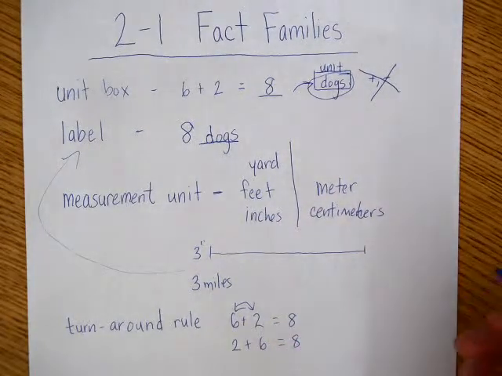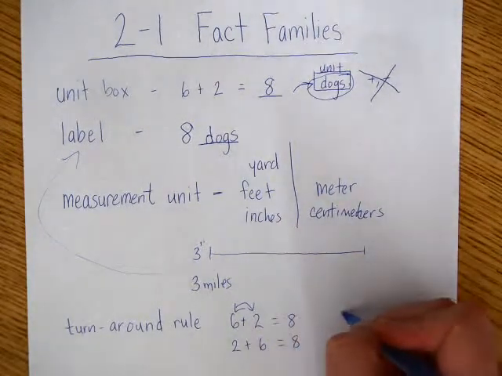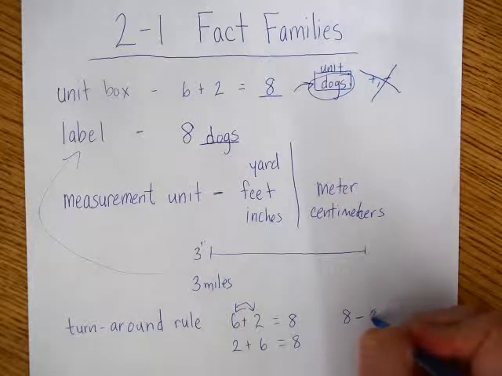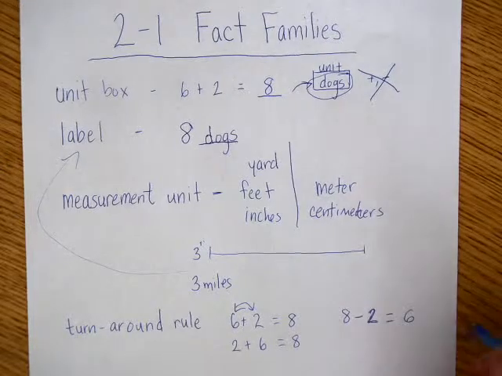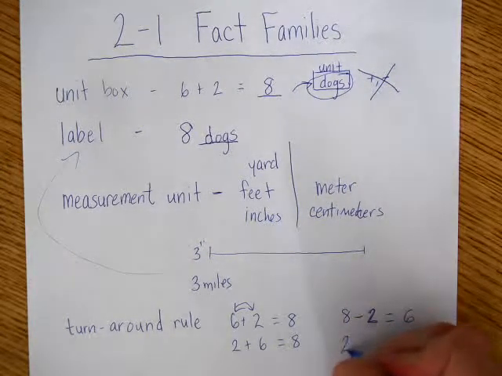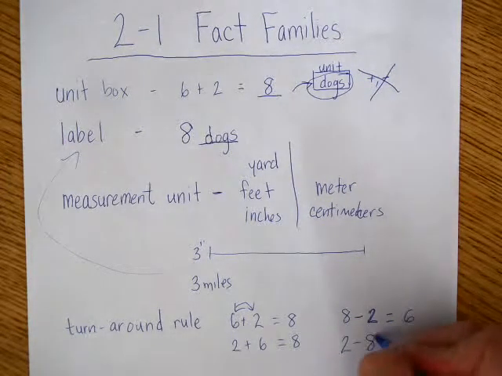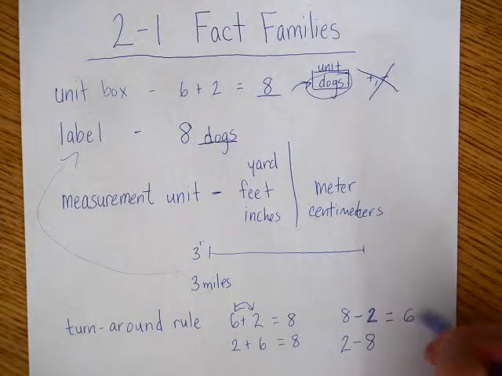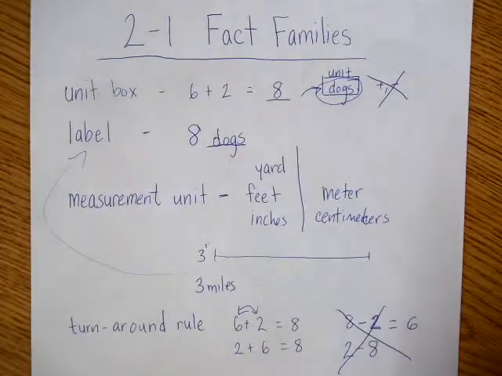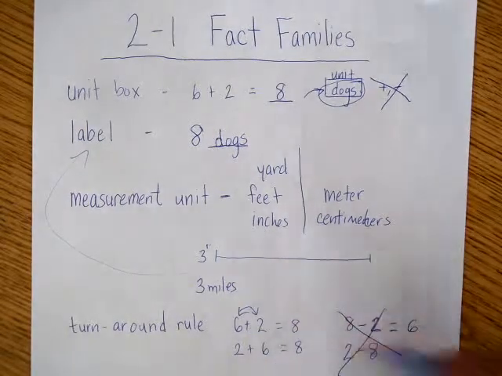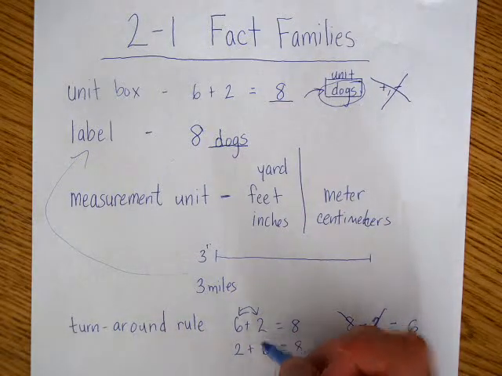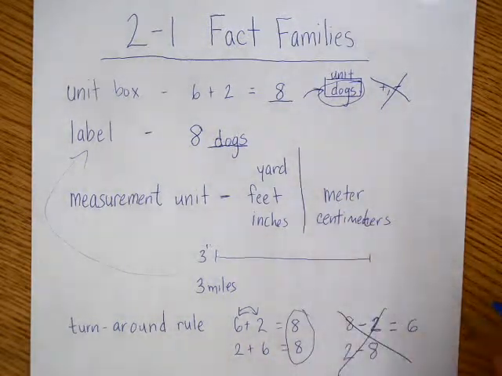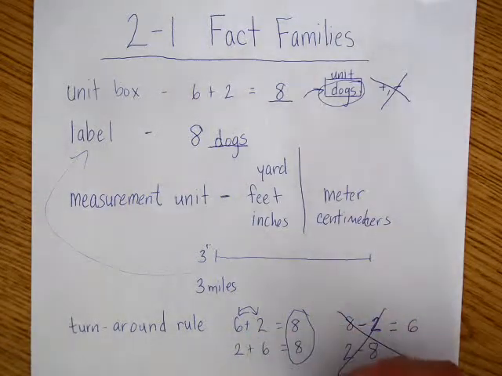It doesn't work with subtraction though, right? Let's say I have 8 dogs and then I take 2 dogs to give to my neighbor. I have 6 dogs left. I can't say I have 2 dogs and then I take away 8 dogs. How could that work? Okay, so the turnaround rule does not work with subtraction that way. Alright, it works with adding, though. I can say I have 6 dogs and then I got 2 more. I had 2 dogs and then I got 6 more. The answer is still going to be the same. So that's the turnaround rule.